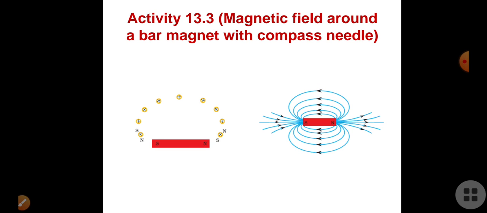So these are the lines which show the direction of the magnetic field around this bar magnet due to this bar magnet. So actually these lines which we get are known as magnetic field lines. Means these are the directions along which the magnetic field of a bar magnet is acting.